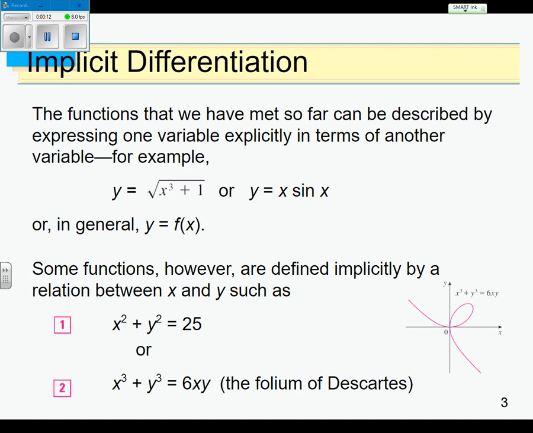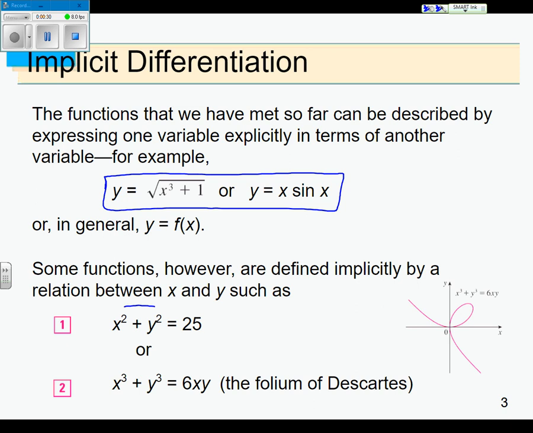We've been doing something called explicit differentiation, where I've got everything solved in terms of x. So I have y equals something. As you can see, y is on the side by itself. However, some functions are just easier to describe implicitly.